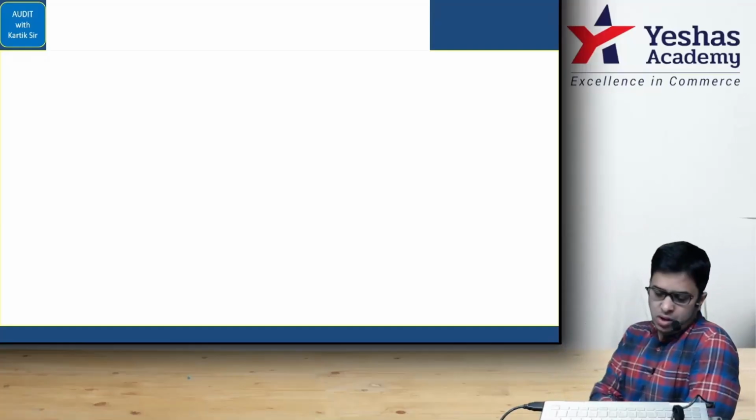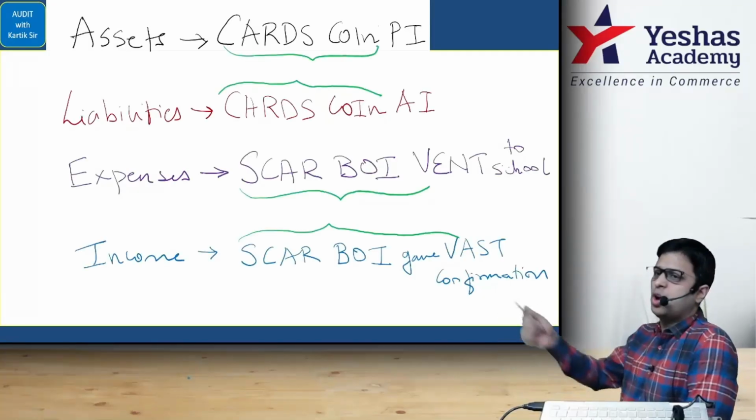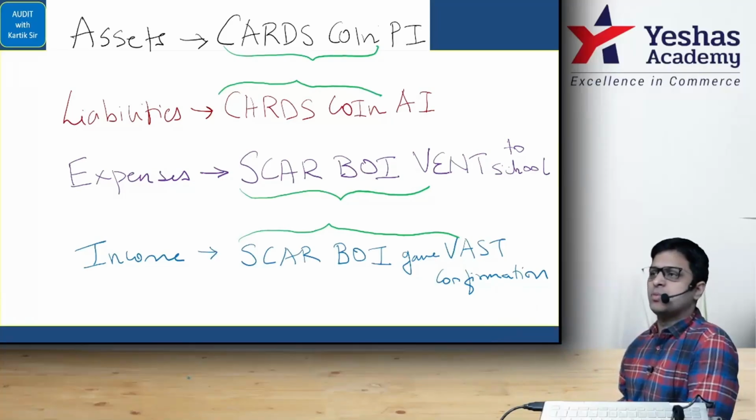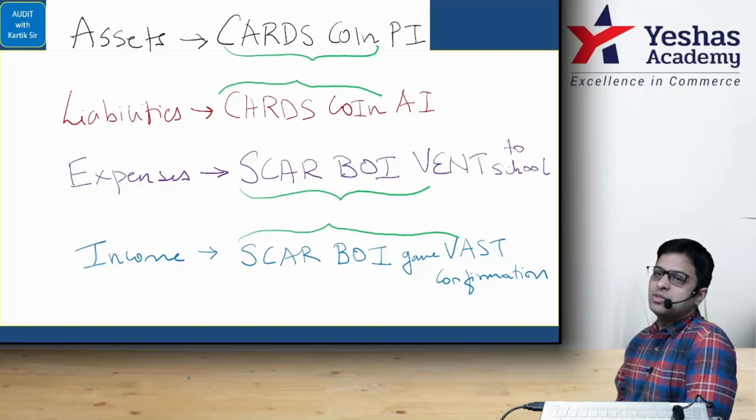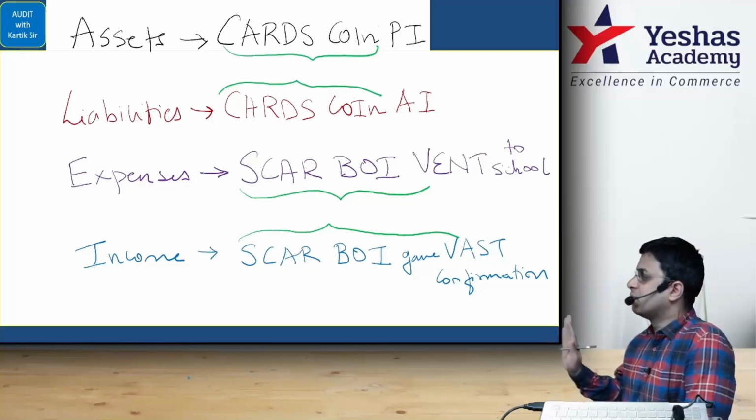Simple area. For remembering points related to assets, we'll read what the area is. For assets, you have to remember a code called CARDS COIN PI. And for remembering liabilities, you have to remember CARDS COIN AI. Can I tell you the good news? CARDS COIN is the same. So basically it is least effort, maximum result. That is the main focus here.